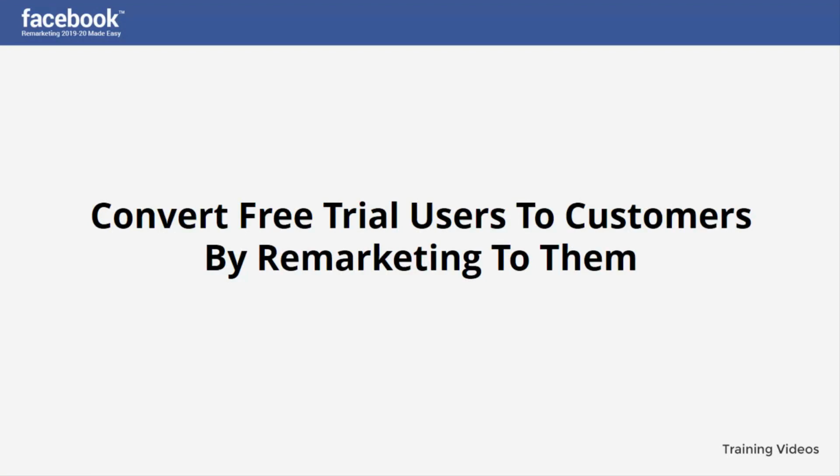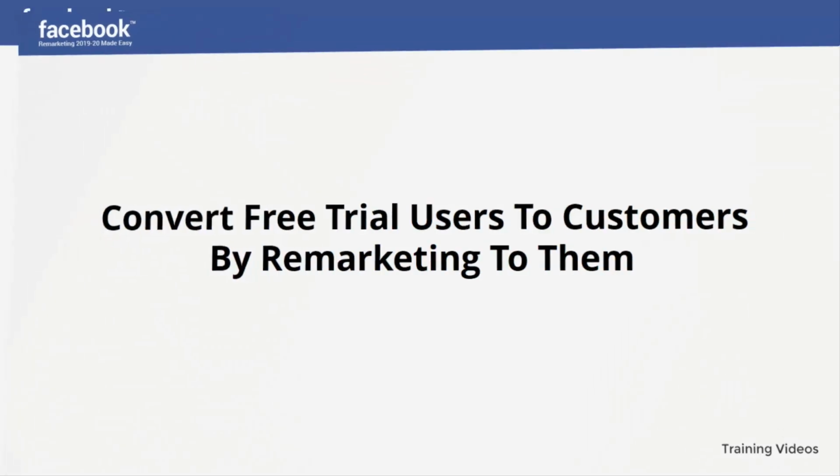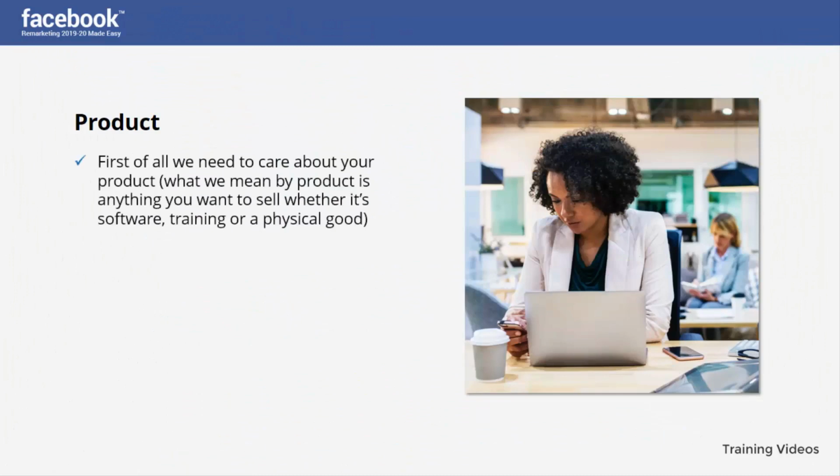When you are going to start a business, you just need a solid business plan, which is based on a marketing term called the 4 Ps. Let's discuss them all one by one. Product. First of all, you need to care about your product. What we mean by product is anything you want to sell, whether it's software, training, or a physical good.